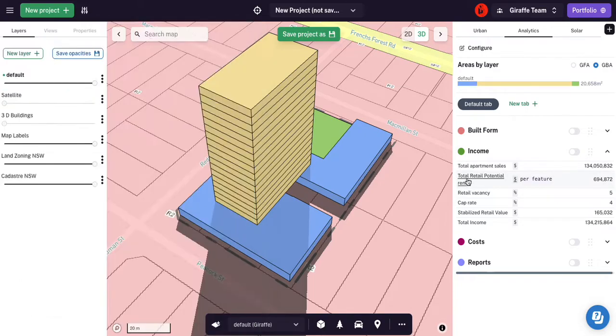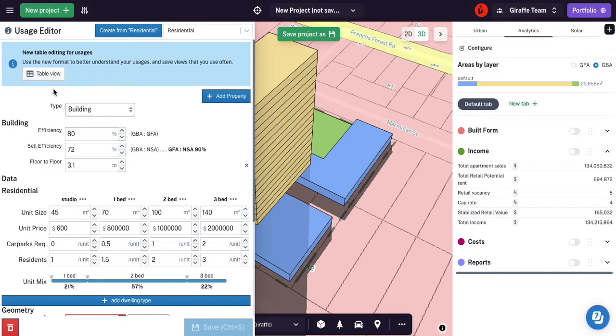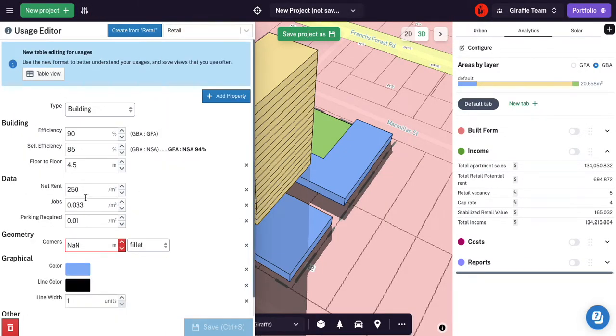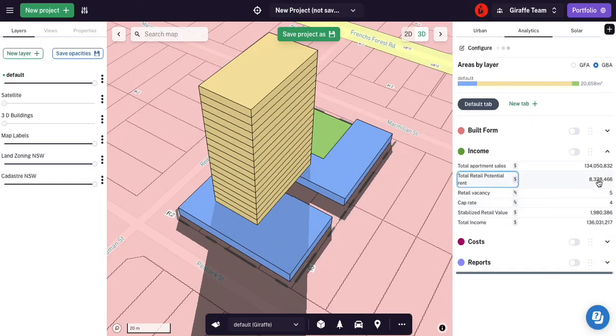Our total potential retail rent is equal to the saleable area of the retail times the net rent. And the net rent is, if we go to the retail usage, $250. So there we're assuming that that's net, obviously, right? So the gross rent, they may be paying us $500, but then we're paying $250 for property management, maintenance, cleaning, blah, blah, blah. And we may actually change that to times 12. Let's say that's the monthly rent. Save. Boom. That goes up to 8 million. That seems more likely, right?